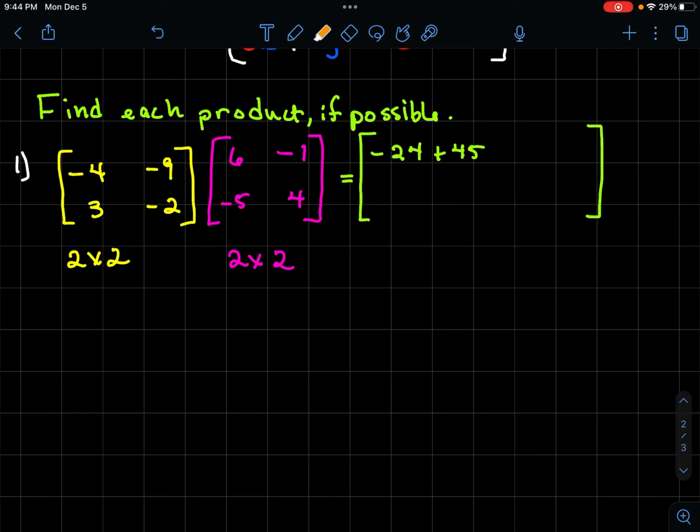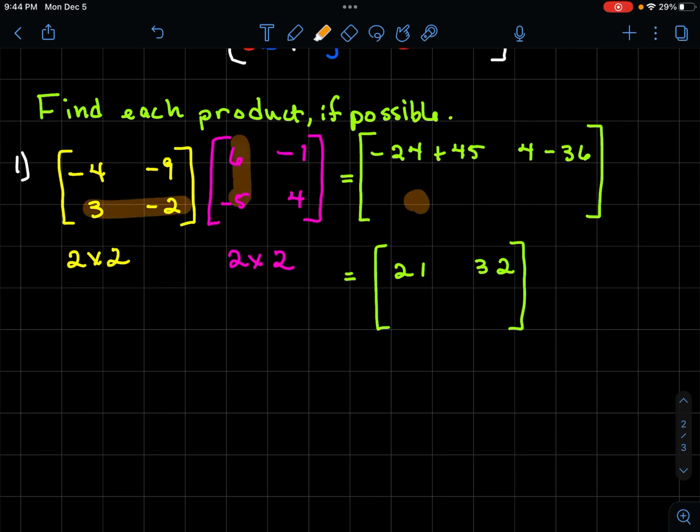So when we take negative 4 times 6, we get negative 24. Take negative 9 times 5, we get the positive 45 that's up here. That'll be the new upper left-hand corner number. So when we simplify, we get 21. Then we'll take the top row and the right column. That'll give us a new number in the top right-hand corner. So negative 4 times 1 gives us negative 4. Negative 9 times 4 gives us negative 36. So we'll subtract those two numbers, which gives us 32. And then we'll continue this with the bottom left. That'll give us a new number in the bottom left-hand corner.